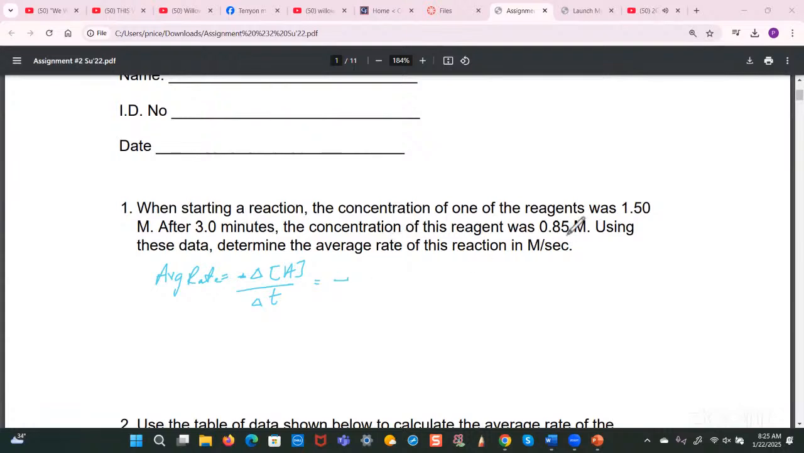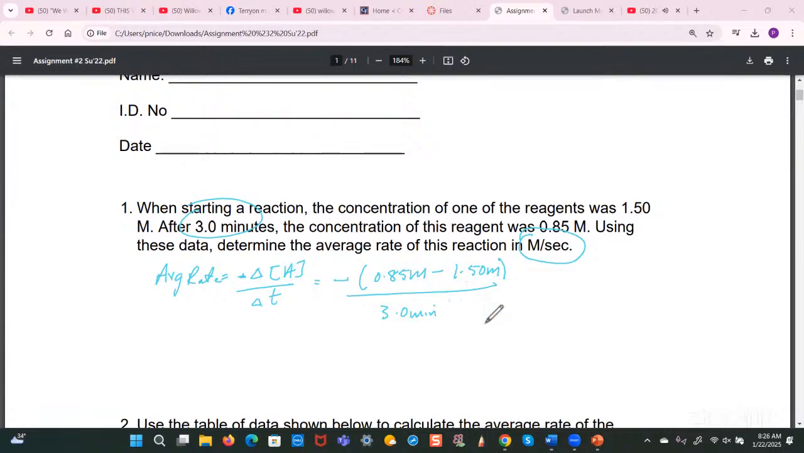So the final value in this case is 0.85 M, and the initial value is 1.50 M, and that's for the change in concentration. Over the change in time. Now, basically they said 3 minutes, 3.0 minutes. So that would be the change in time, 3.0 minutes. However, the question is asking for the rate in what? M per second. So what do you think we need to do?